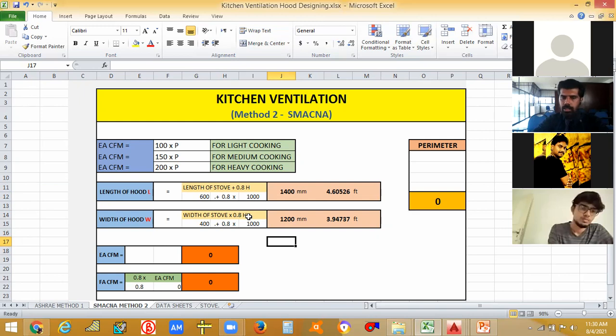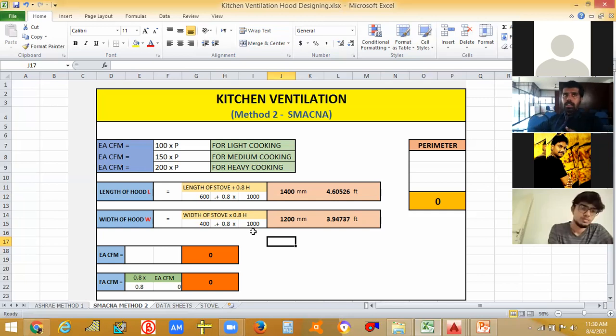I think this is clear. Length of the stove is 600, width of the stove is 400. Just multiply with height, and you will automatically get the length and width of the hood, both in mm as well as in feet. I think this is clear to you, right? So the first step is over. I got a stove and I have found the length and width of the hood. I have found the dimension.